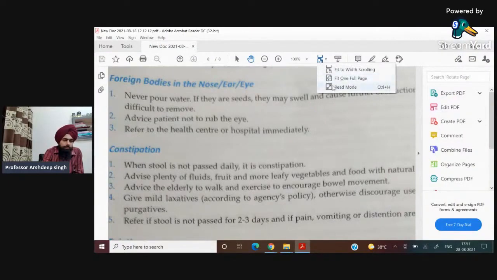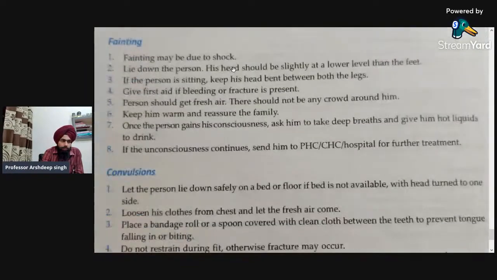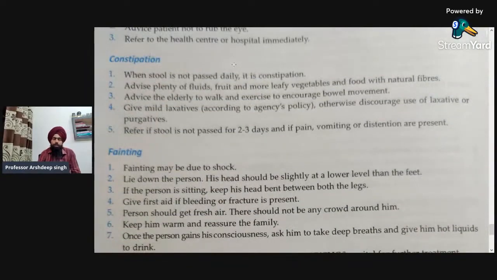These are some of the conditions that usually affect us when we are at home, or in the hospital, or when we are on our job. So these are the minor ailments.